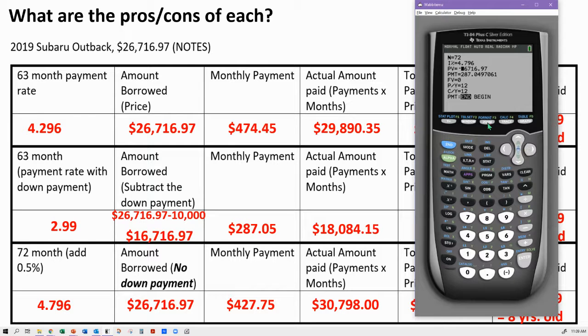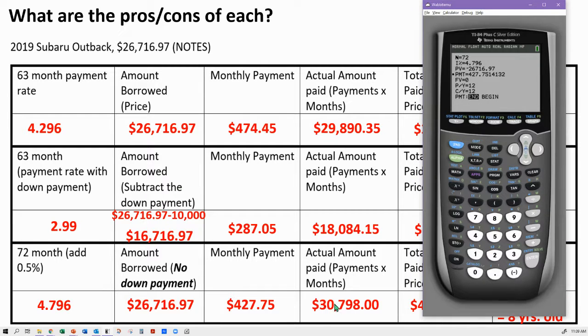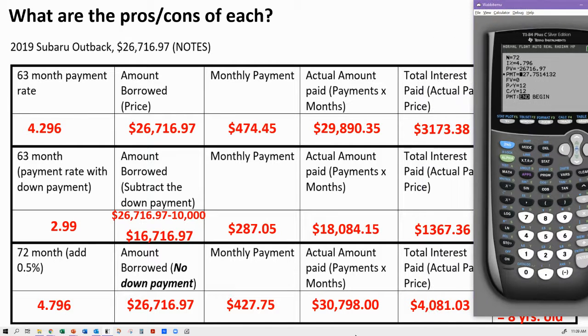Present value, back to the full amount, we're going to look at this as no down payment. And then everything else is the same, so I'm going to just go ahead and hit alpha, enter, and that's where I get the 427.75. Once again, take that value, multiply by 72, right? So 72 times 427.75 to get the 30,000. And then again, subtract from the 30,000 the 26,000 we originally borrowed, and that would be 4,081.